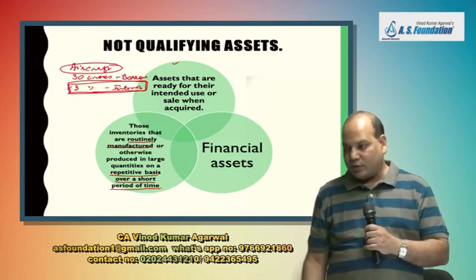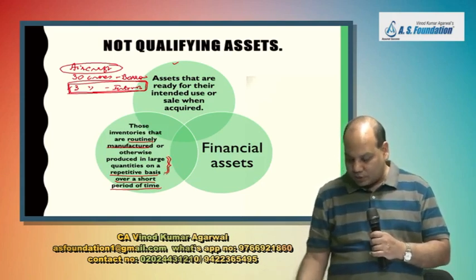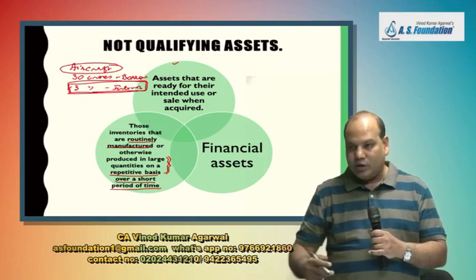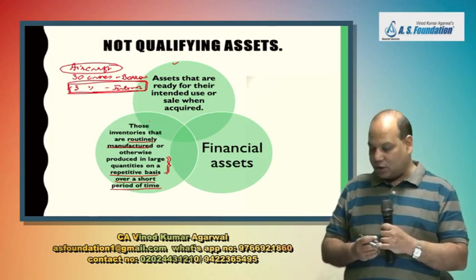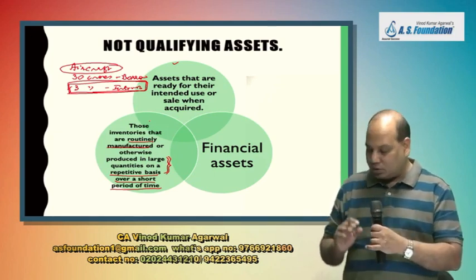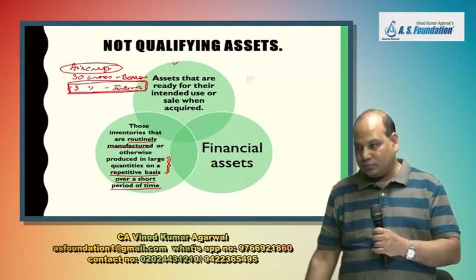Then these are not qualifying assets, which are produced in large quantities on a repetitive basis over a short period of time. Which means only those inventories which take a substantial period of time to get ready for their intended use will be capitalized. And then the third is financial assets.